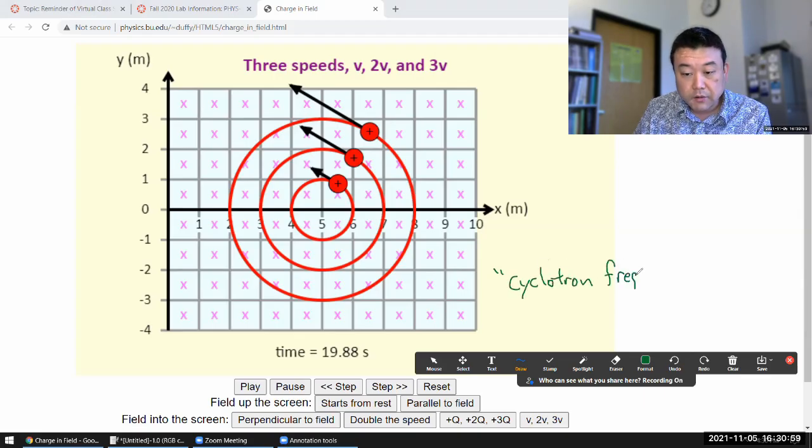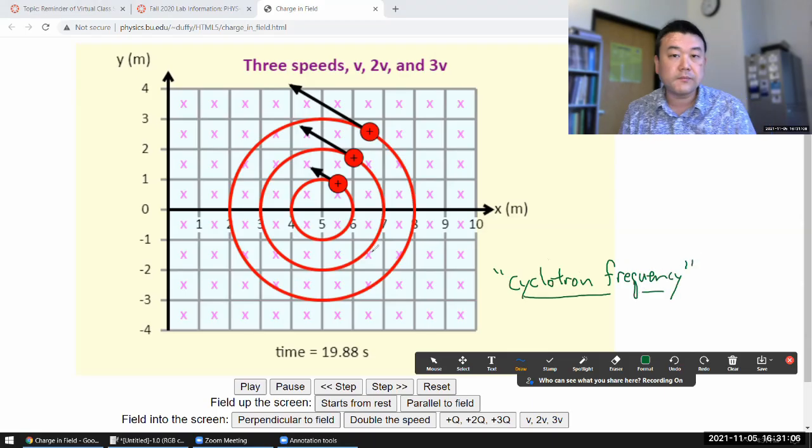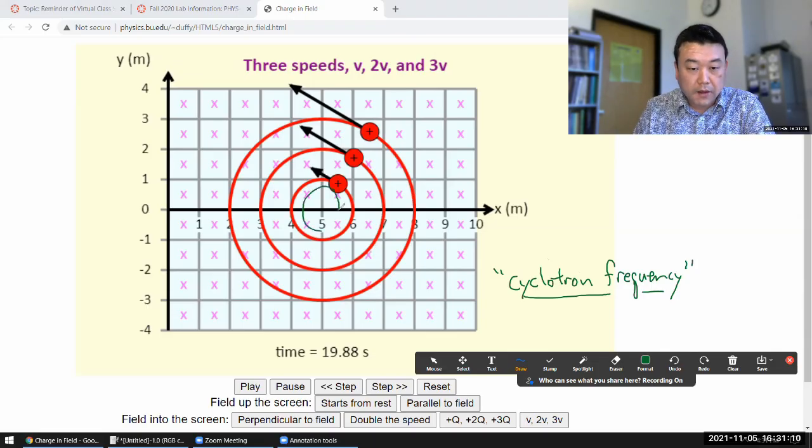And this remarkable, I don't know, coincidence that in this circular motion that's governed by magnetic force, this frequency of revolution doesn't depend on the radius or the velocity of the particle. That fact is used in particle physics to help accelerate particles in, like, a circulating storage ring.